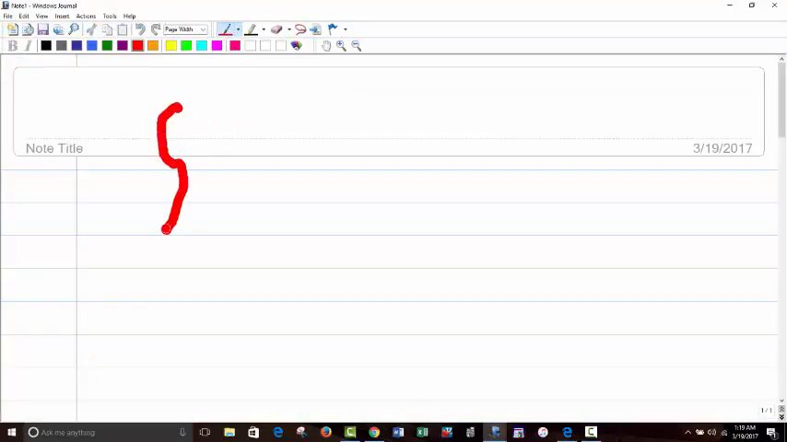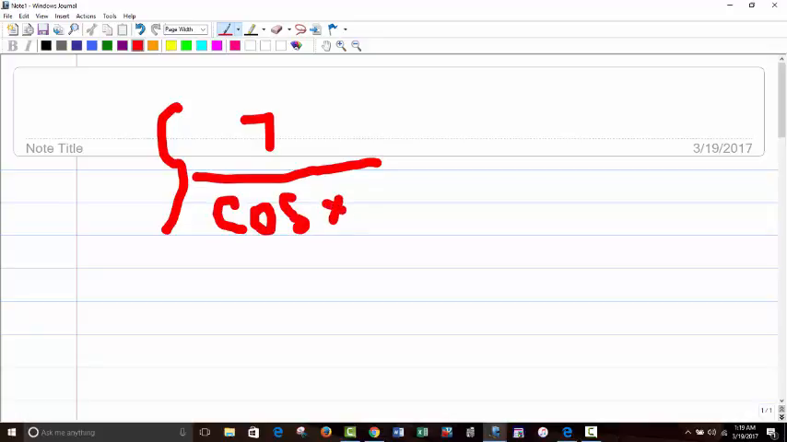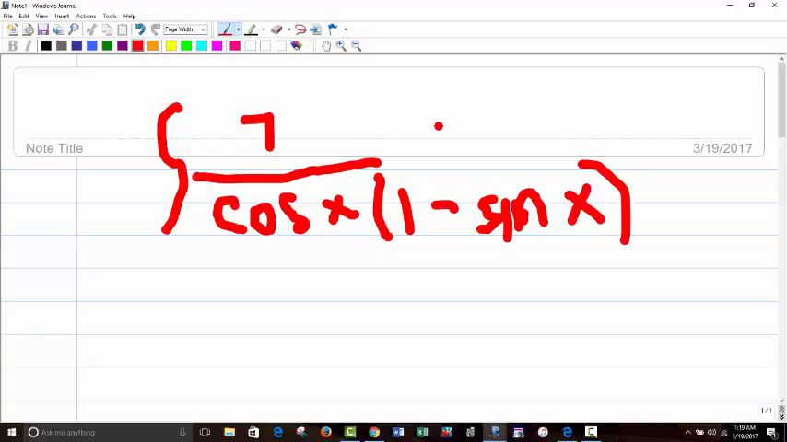Let's say if you had 7 over cosine x times 1 minus sine of x. You could actually break that into an A and B. In other words, A over cos x dx, and B over 1 minus sine x, and integrate it that way. I'm not saying that would be much fun, but theoretically that would work. But that's not your concern.